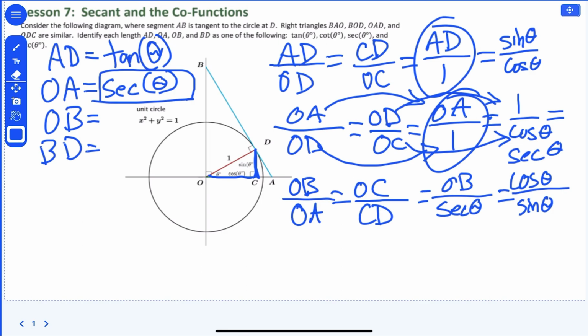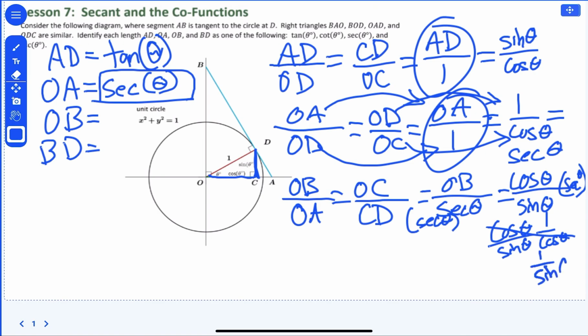Okay? And this may be where it gets a little tricky for you. Since we're trying to find OB, okay, what would we do? We would multiply by secant of theta and multiply this by the secant of theta. Well, when you do that, that's the same thing as 1 over cosine, right? So we would have cosine over sine times 1 over cosine, which means those two cancel and leave you with 1 over the sine of theta, which is the cosecant of theta, because that is the inverse of sine.